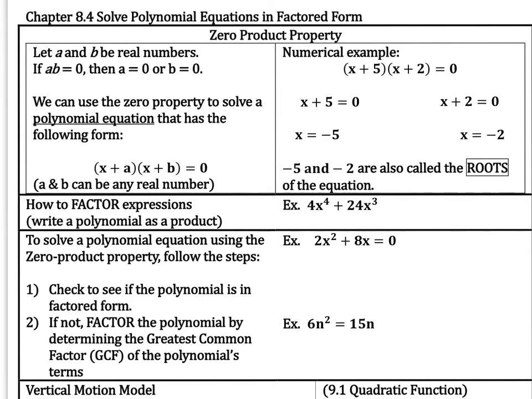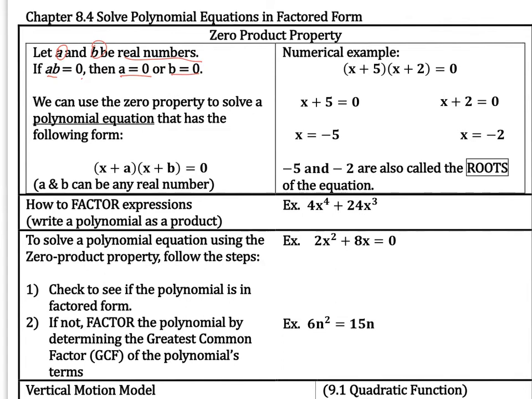8.4. Solve polynomial equations in factored form. Okay, I'm going to teach you the zero product property to solve polynomial equations. Let a and b be real numbers. If a times b equals 0, then a equals 0 or b equals 0.